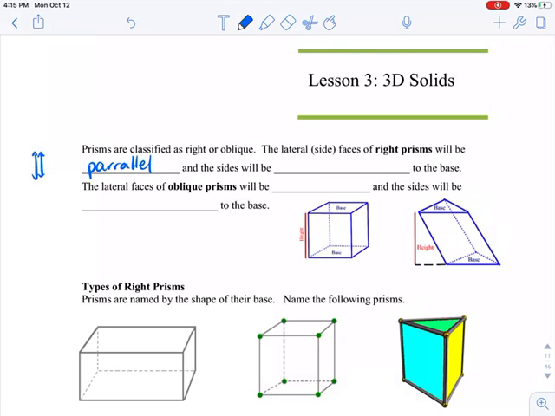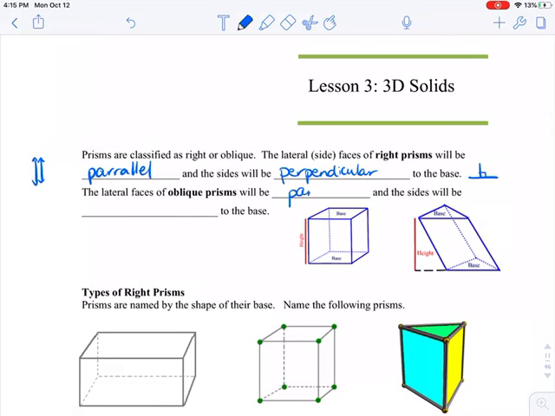And the sides are going to be perpendicular. So that means they meet at a right angle. If you think of the floor and a wall, that's perpendicular. The lateral faces of oblique prisms are going to be parallel, but the sides are non-perpendicular, which means they're going to meet at an angle. So this is a right angle here. This is a different angle.